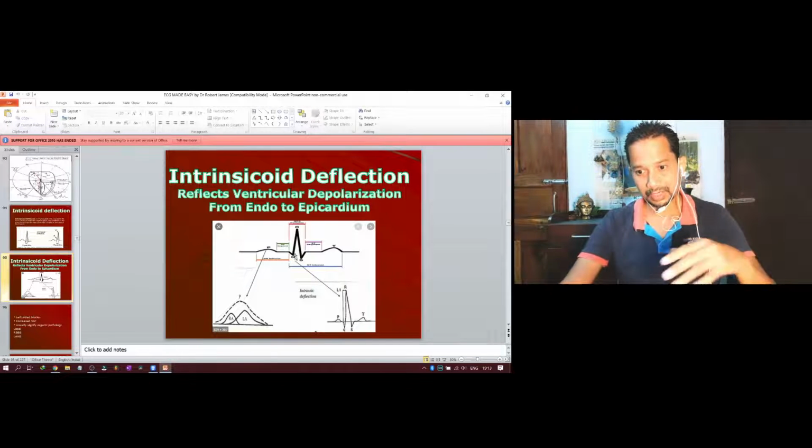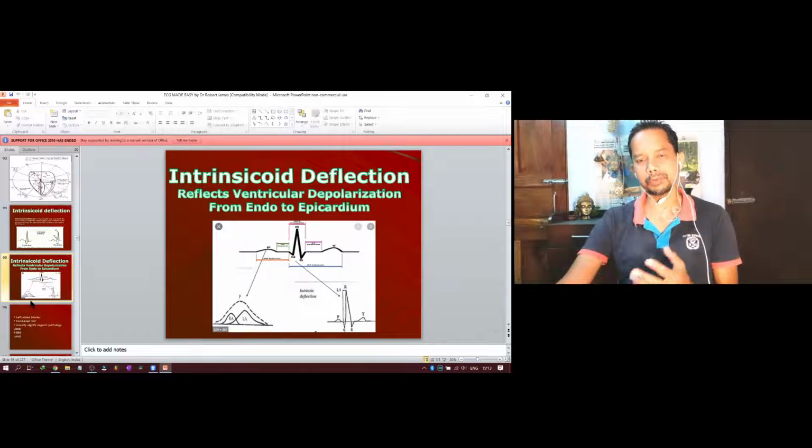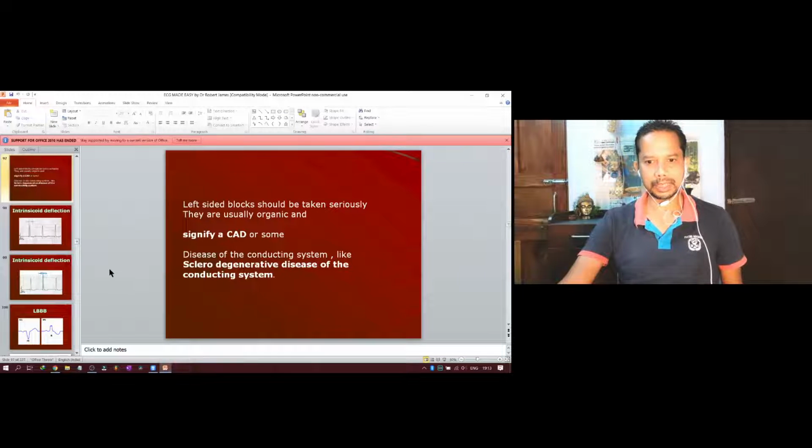Intrinsicoid deflection is delayed. That can signify that this person is going to form an LBBB or an LAHB after a few days, months, or weeks, and you have to be very guarded because that is definitely not a good thing, and it signifies sclerodegenerative disease of the conducting system somehow. And so that is the intrinsicoid deflection.